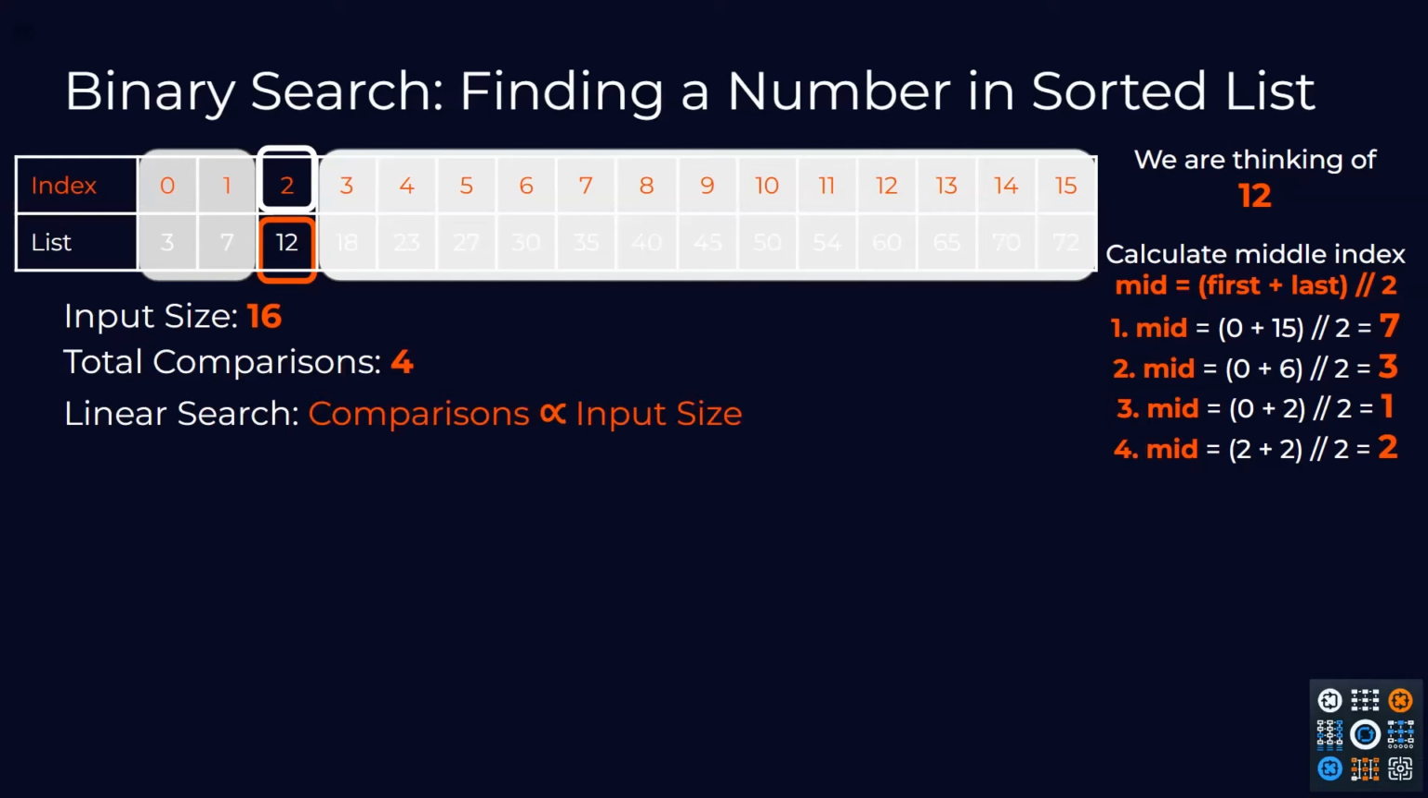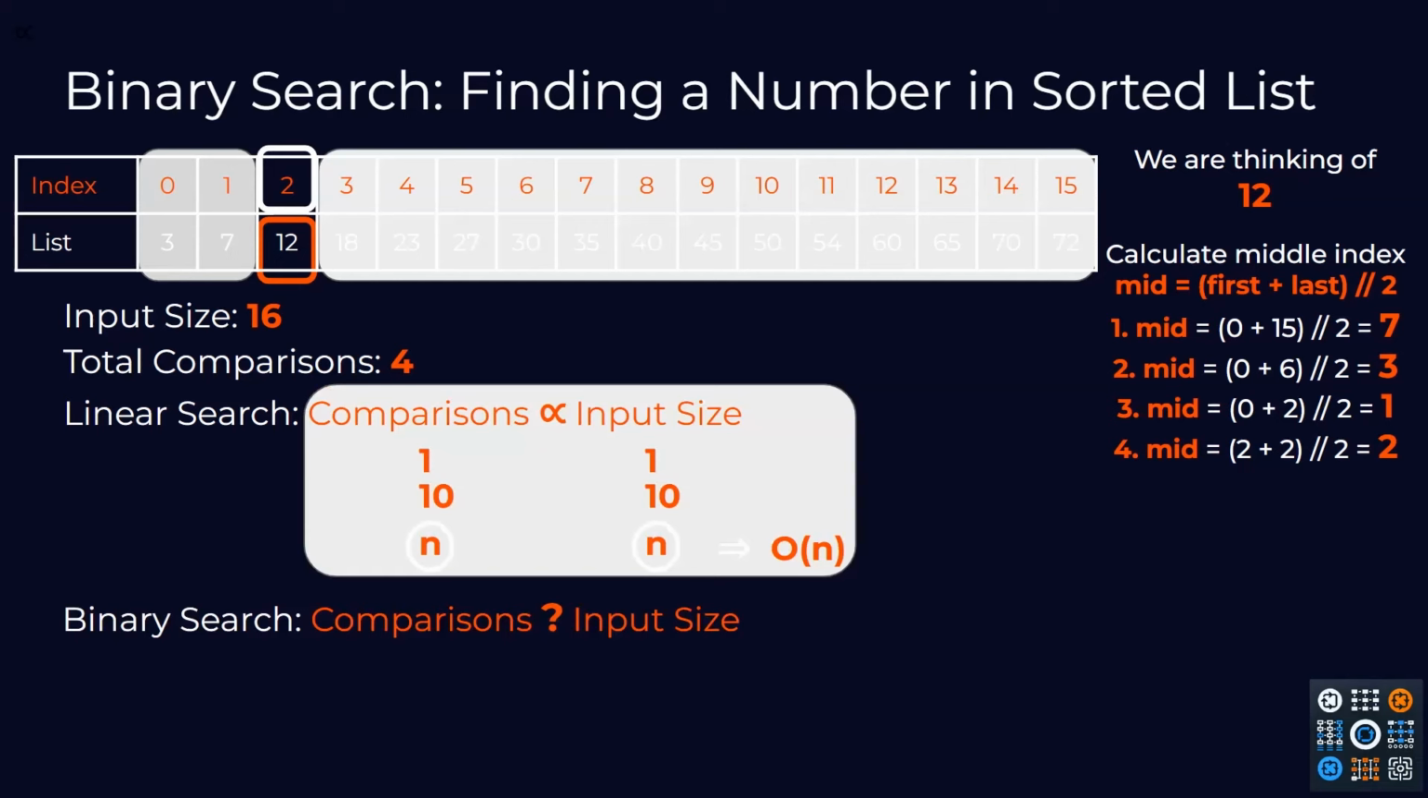You may recall that the number of comparisons in linear search is directly proportional to the input size. If there is one element in the list, it will take one comparison. Likewise, there will be 10 comparisons for 10 elements. In general, we can say that for a list of size n, linear search has to do n comparisons in the worst case. This is expressed as O of n and is also regarded as linear time complexity. How about binary search? We just witnessed that for a list of size 16, we had to do 4 comparisons.